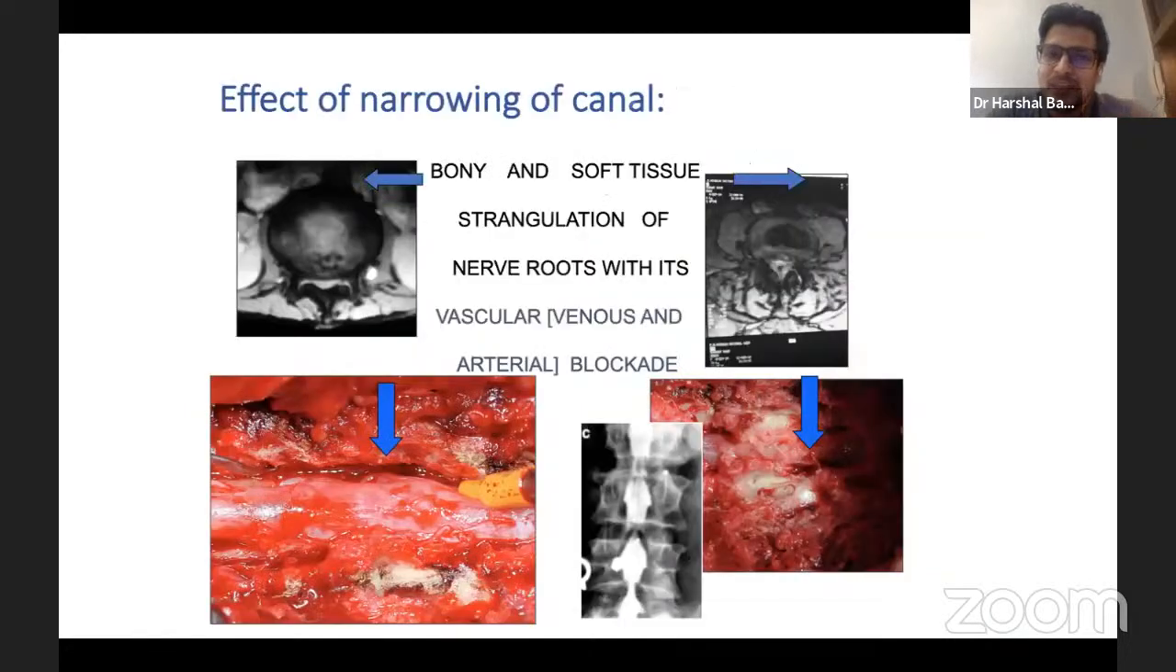What happens when the canal gets narrowed? There's a bony compression which happens in primary LCS or developmentally narrow canal, and there's a soft tissue component which is predominantly there in the degenerative pathology, but a bony component also happens in degeneration, which leads to strangulation of nerve roots. And this leads to multiple mechanical and vascular events in the nerve root that leads to the classical phenomena of neurogenic claudication.